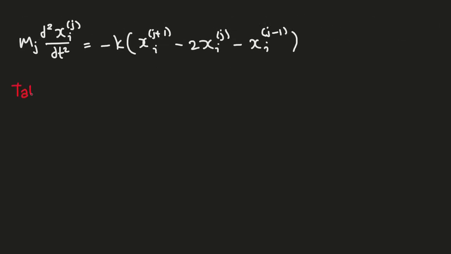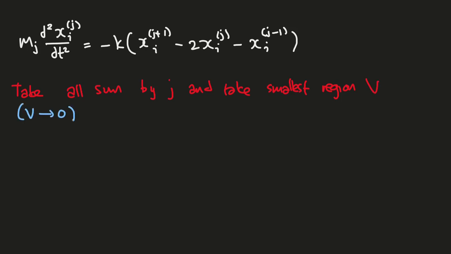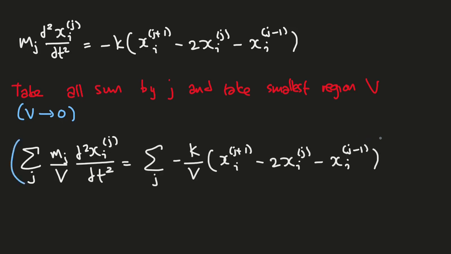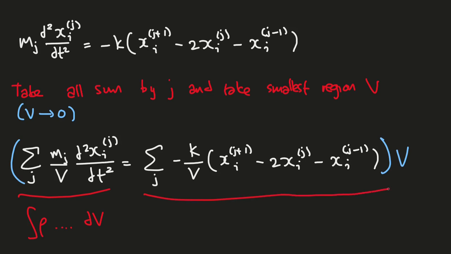Then, if we take the sum over J and take the smallest region, let's say V capital or volume, as V capital approaches 0, the summation will be like this. If we multiply both sides by V capital, then by the assumption that the springs don't break, this equality becomes an integration of rho along the volume element, and the other side is an integration of mu, where mu comes from this equality that is proportional to the force over area value.